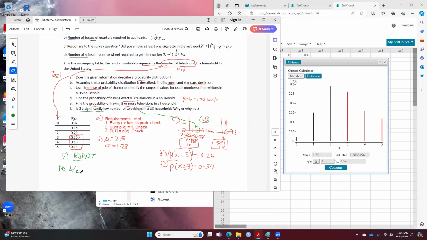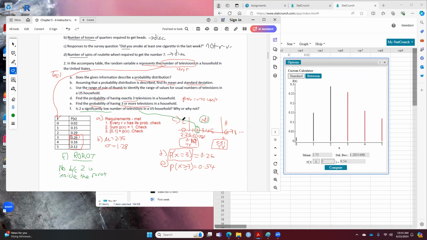So no, because 2 is inside the range rule of thumb range. So it's very easy to explain this. It's either the number is in or outside the range. Okay, since 2 is inside the range, that's why the answer is no.